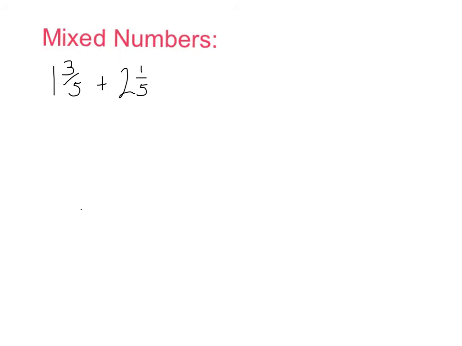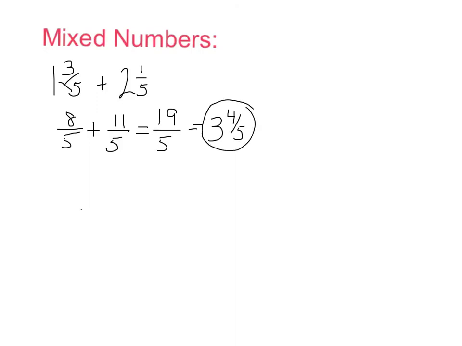Okay, I can go ahead and change these into improper fractions. So 1 times 5 is 5, plus 3 is 8/5, plus this will be 11/5. So 8 plus 11 is 19 over 5. 5 goes into 19 3 times with a remainder of 4. So it's 3 4/5 will be my answer. This method of changing things to an improper fraction will basically always work without a problem.